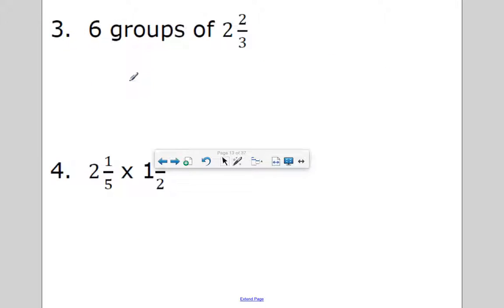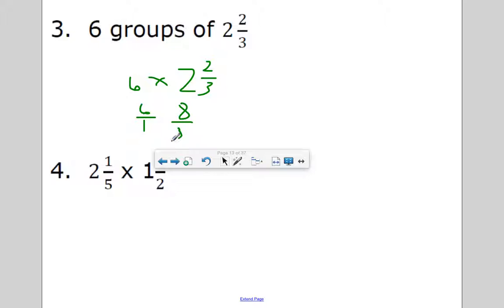6 groups of 2 2/3. Would you like to add 2 2/3 six times, or would you like to do, instead of repeated addition, multiply by 2 2/3? So how can I rewrite 6 in fraction form? 6/1. How can I write 2 2/3 as an improper fraction? That's 6 plus 2 is 8/3.